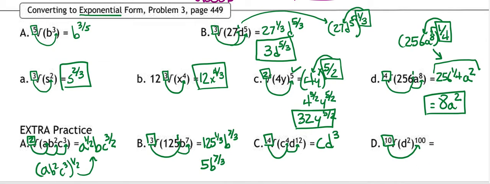Okay, now mental math here, friends. 100 divided by 10 is 10. So this would turn into a D to the 2 to the 10th power, because 100 divided by 10 is 10. And then right to your frying pan rules. This would turn into a D to the 20th.